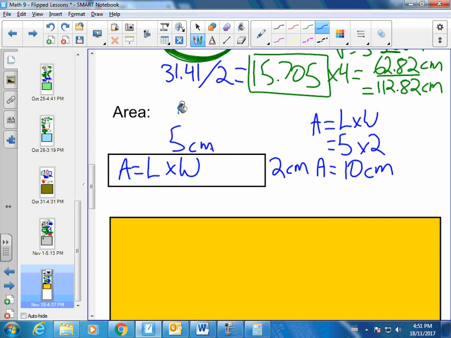Since I'm multiplying centimeters by centimeters, I'm going to finish up with centimeters squared. Area is always going to have a unit squared. That's always going to be the form that your answer is in. So remember, for squares and rectangles, area is your length times your width. Pretty straightforward.